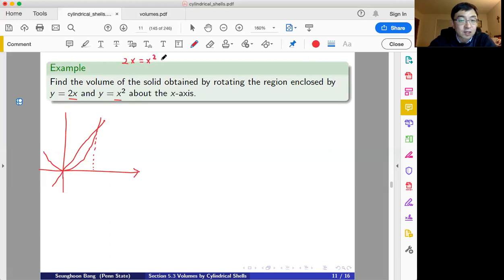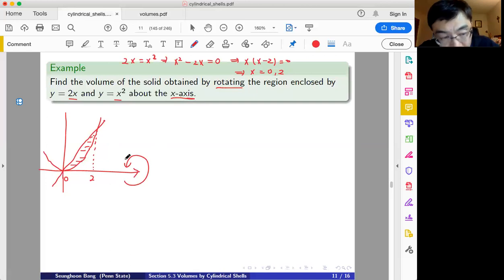You subtract 2x from both sides: x squared minus 2x equals 0. Just factor out x. What is x? x is 0 or 2. So we have 0 and 2, and this is the region. You have to rotate this region about the x-axis.